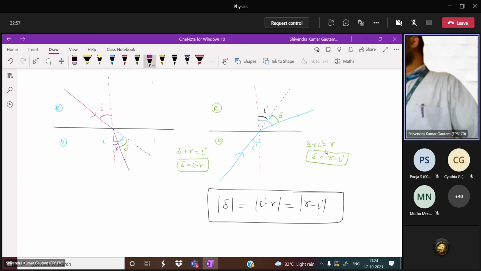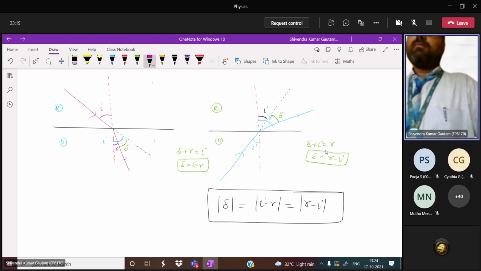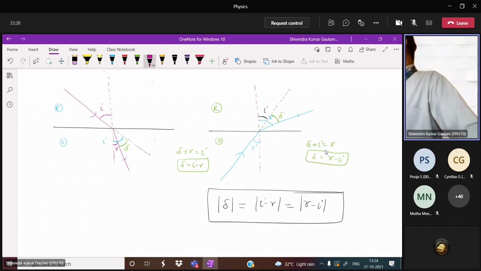And when ray of light goes from denser to rarer, it bends away from the normal. Away from the normal. Clear? Everybody clear with this?